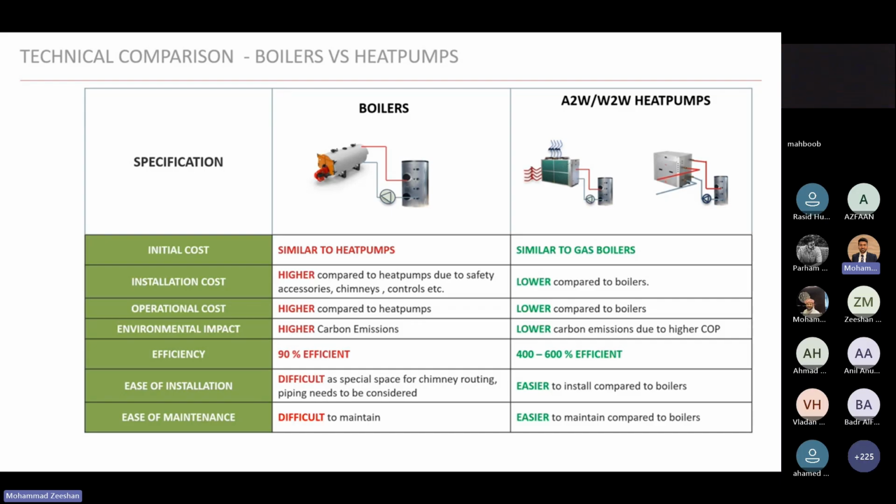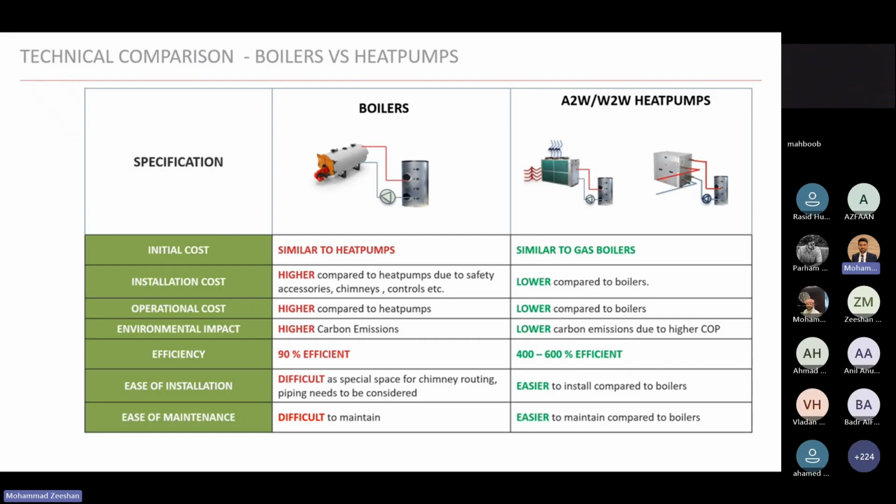Whereas heat pumps are fairly simple. You just need to worry about plumbing as well as some airflow requirements. That's all. So it becomes an easier proposition for installation. Operational cost wise, boilers are higher depending on the region that you are in. In most of the regions where we have done the case studies, what we have seen is the operational cost for boilers is very high, whereas heat pumps are very low.